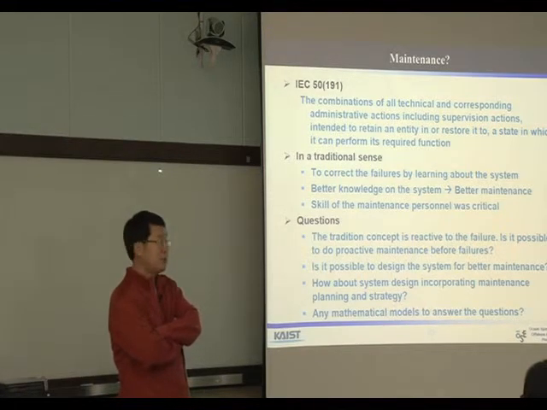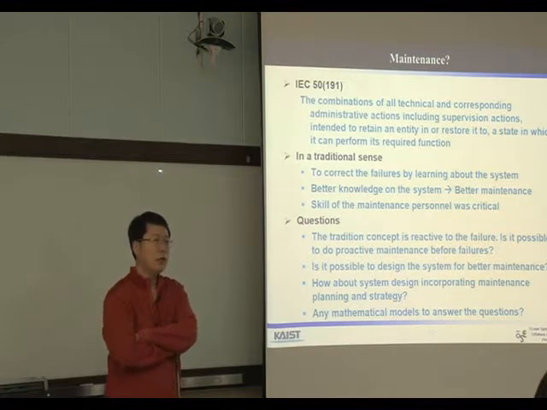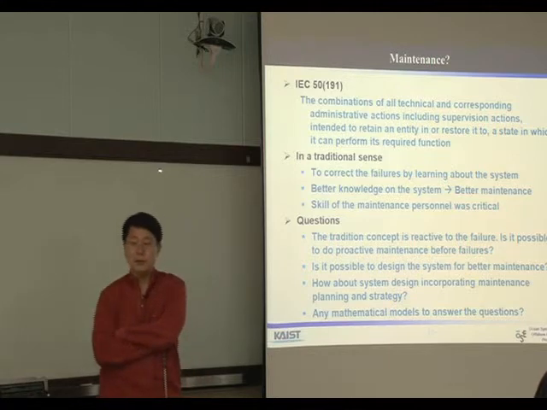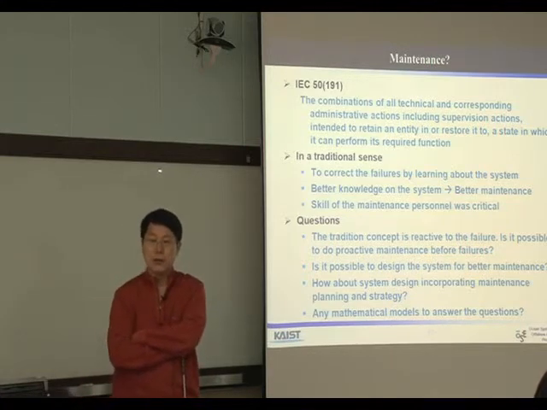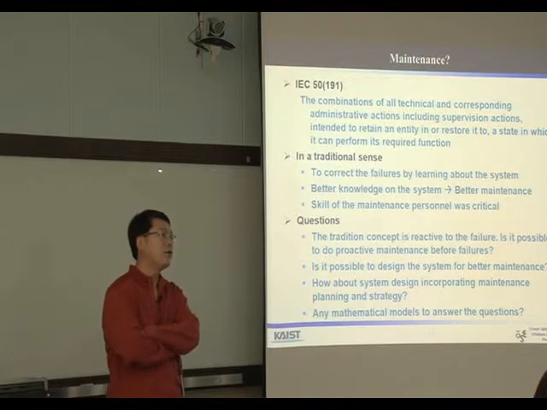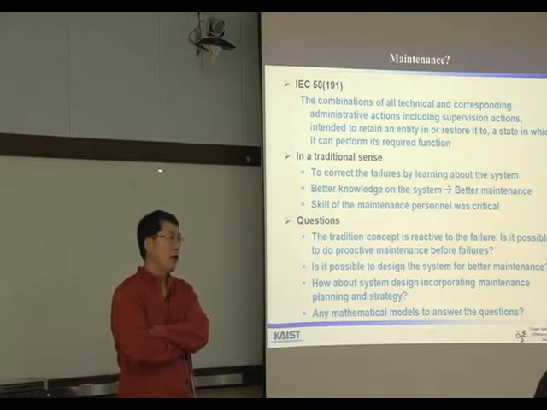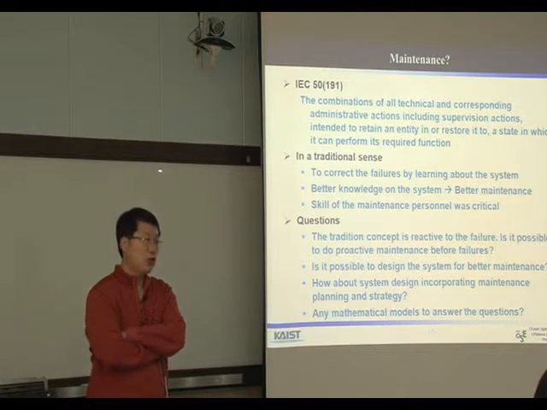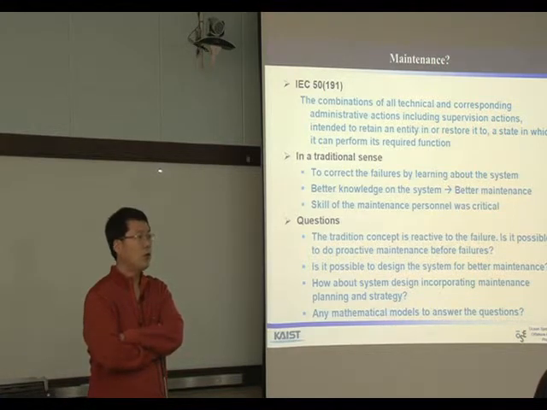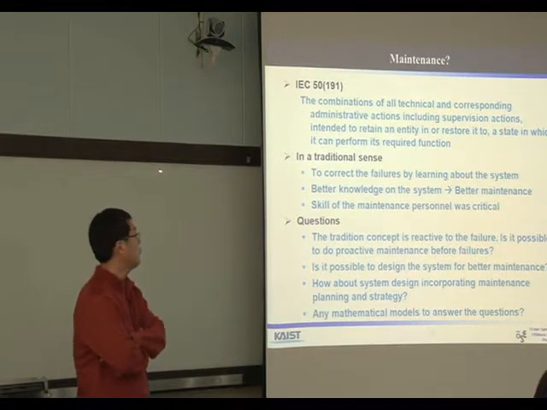The question is that the traditional concept is reactive to the failures. Is it possible to do proactive maintenance before failure? What I mean is that the expert knows the failed item if we have a failed item. But can he or she know the item is going to fail before the failure? This is the first question.